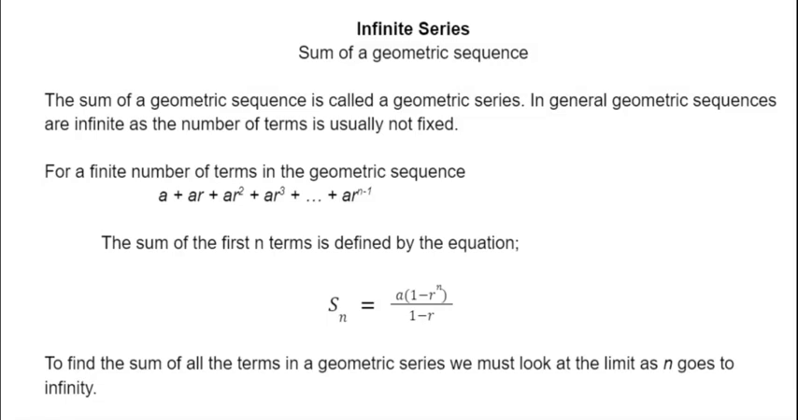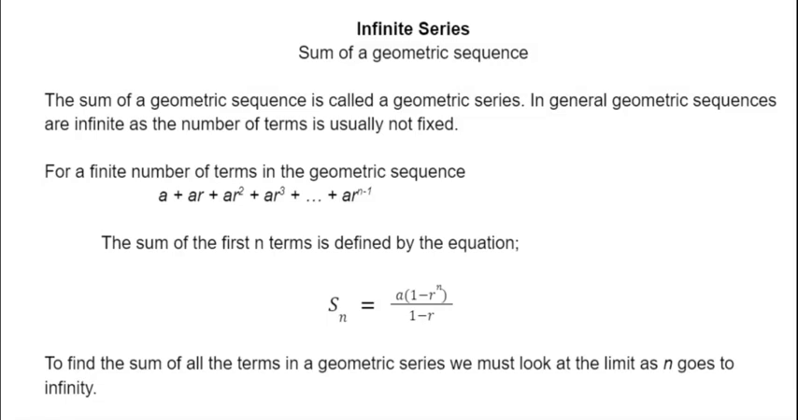All right, infinite series, or the sum of a geometric sequence. The sum of a geometric sequence is called a geometric series. In general, geometric sequences are infinite as the number of terms is usually not fixed. For a finite number of terms in the geometric sequence, we can consider the sequence a plus ar plus ar squared plus ar cubed, etc., all the way to ar to the power of n minus 1.